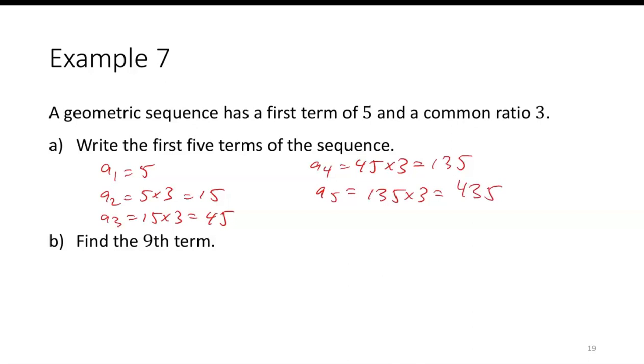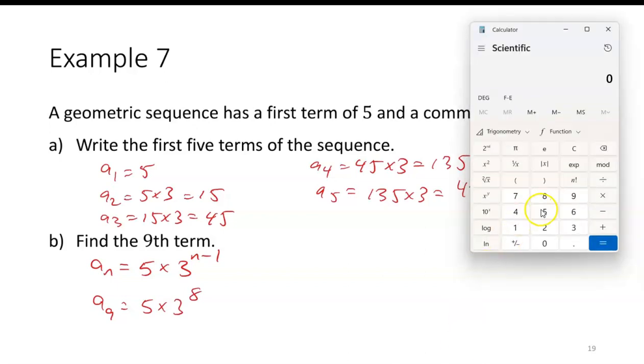And so on. If I want to find the ninth term, I could keep doing it this way, but let's go with a formula. A sub n is going to be the first term of 5 times 3 to the n minus 1. So the ninth term is going to be 5 times 3 to the 8th. So I go 5 times 3 to the 8th, I get 32,805.